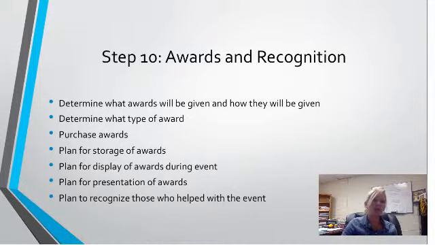Do you have a male division? Do you have a female division? Do you have age? Do you break it up by age? Determine what type of award you're going to do. Maybe an award necklace. Are you going to do a trophy? Are you going to do a certificate? You have to purchase these awards, plan for storage of these awards, and then how are you going to display these awards during the contest or immediately following the contest?